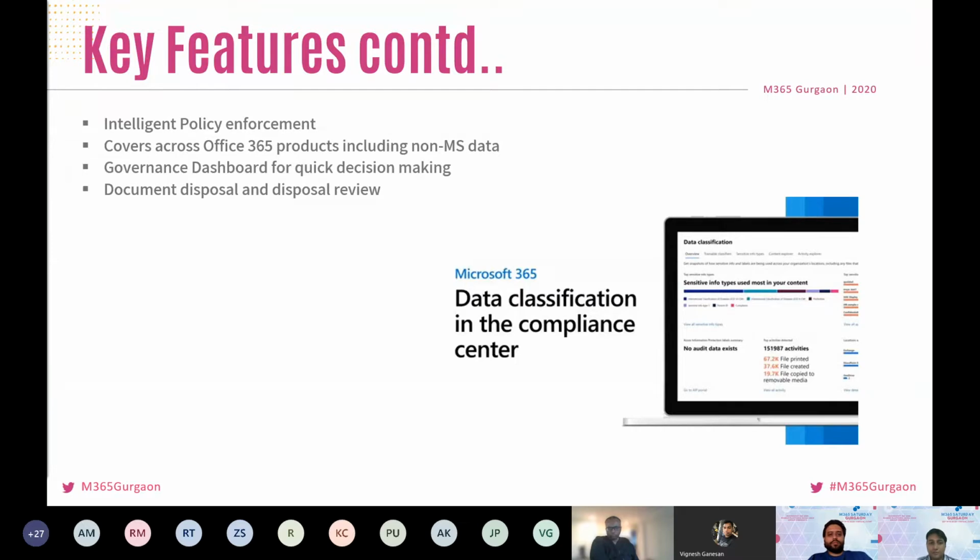Then document disposal and disposal review. Retention policies are there, so after a certain period of time, your document will get deleted. But you may want to have a look before they actually get deleted or disposed. So a disposition review or disposition approval process can be put in place. That is an inbuilt feature in the data governance features of Office 365. So now I think we have covered all the key features of Office 365 data governance.